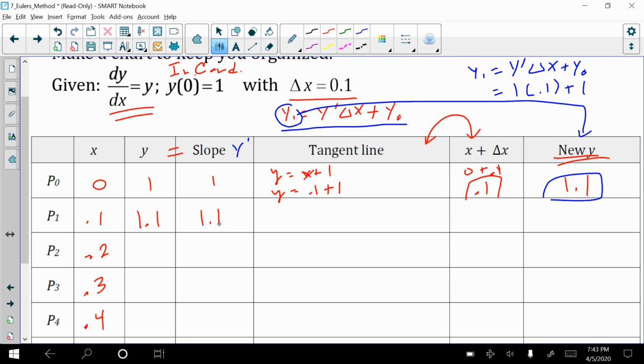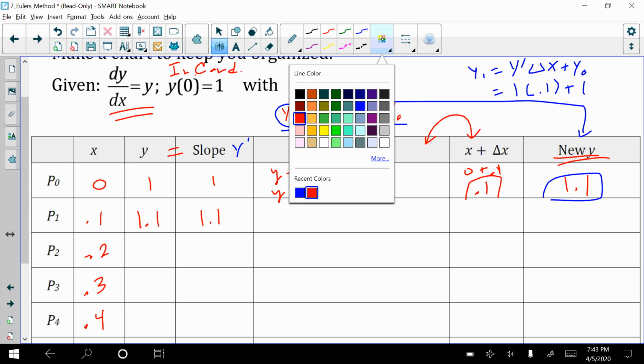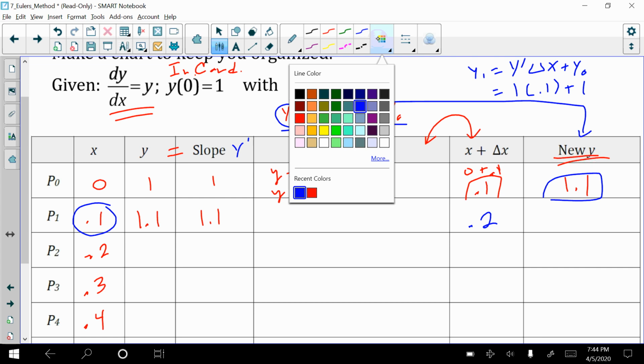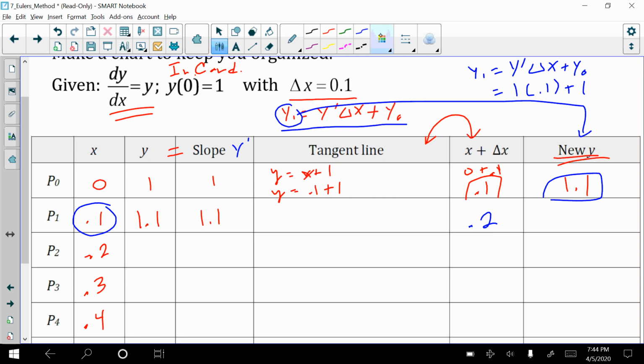Now, looking at this particular one, and again, I'm going to do the tangent line one last. Okay, so x plus delta x, I'm just looking at this x here in this row, this x plus delta x. So 0.1 plus the delta x of 0.1 gives me a 0.2 now. So now that I have that 0.2, we have all of the x and y numbers that we would need to figure out what our new y value would be.